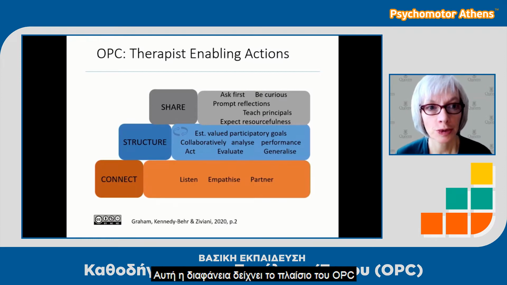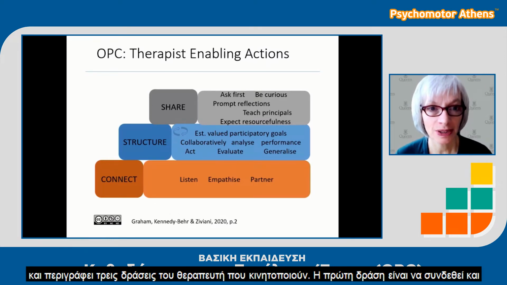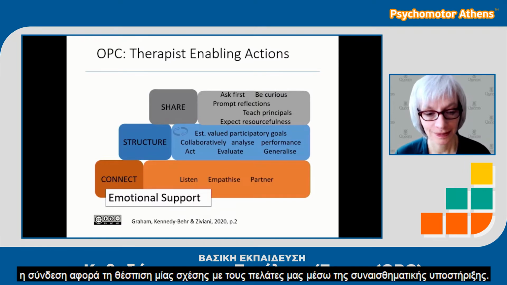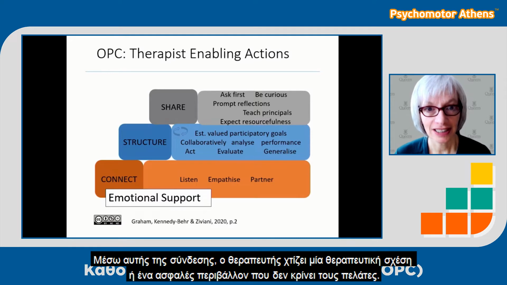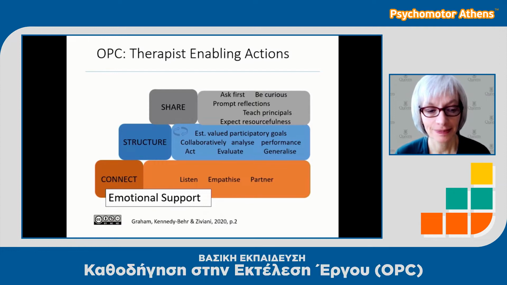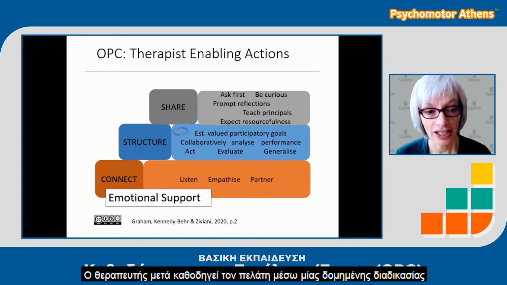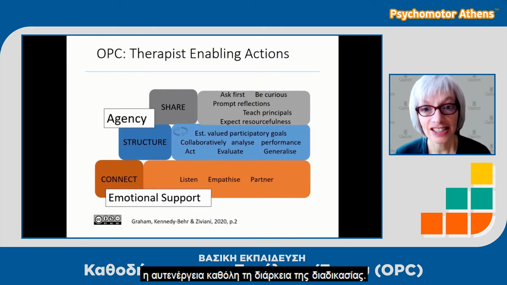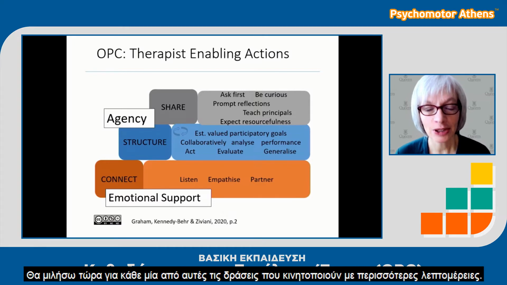This slide shows the framework for occupational performance coaching and describes 3 therapist-enabling actions. The first action is to connect, and connection is about forming a partnership with our clients through sharing emotional support. Within this connection, the therapist forms a therapeutic relationship or a safe space that is non-judgmental for clients. The therapist then guides the client through a structured process of working towards their goals that involves sharing of information in a way that supports agency throughout the process. I will go into each of these enabling actions in a bit more detail.